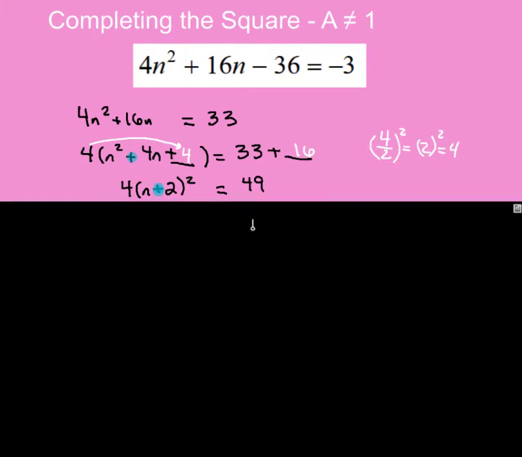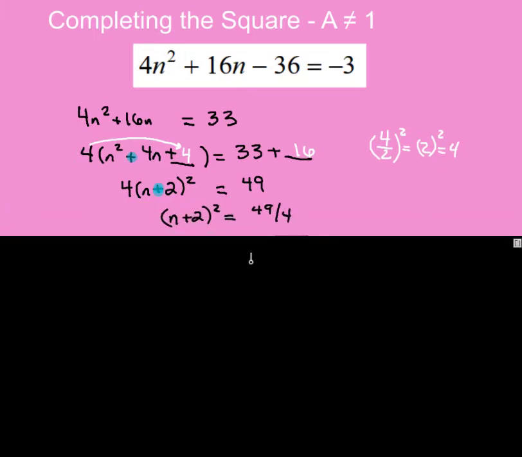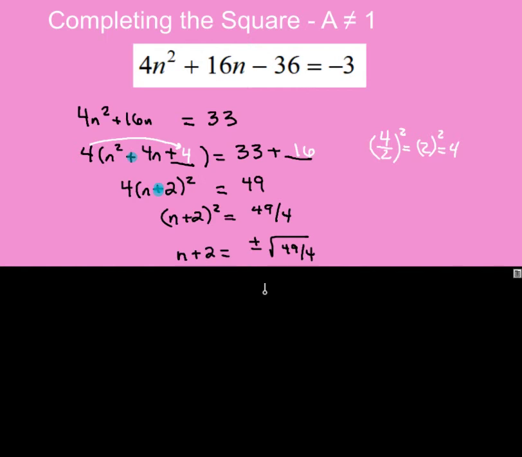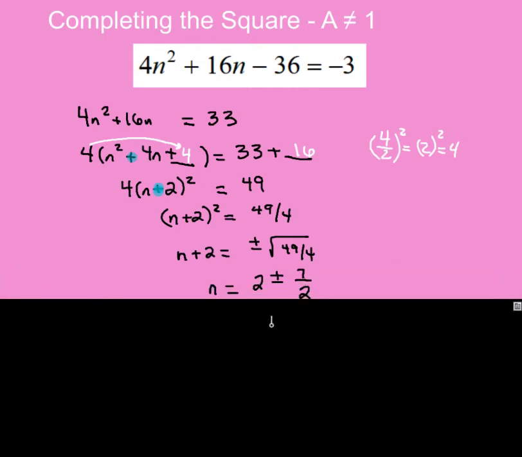So we're there, and of course you divide both sides by 4, you get 49 over 4. Then, remember, error alert, don't do it, plus or minus the square root of 49 over 4. Now that's kind of cool, because when we move the 2 over, we'll get 2 plus or minus, and then 49 and 4 are nice, perfect squares. So we don't have to deal with rationalizing or anything like that, it's just 7/2.